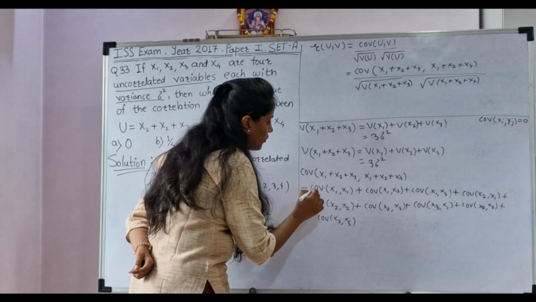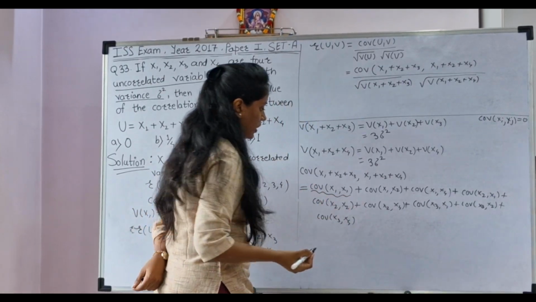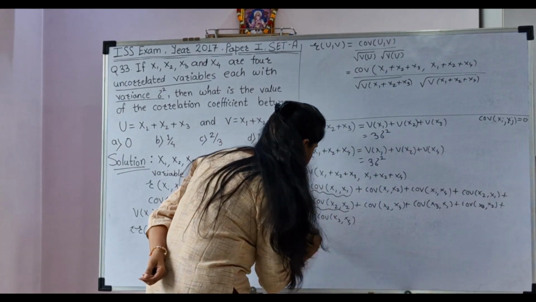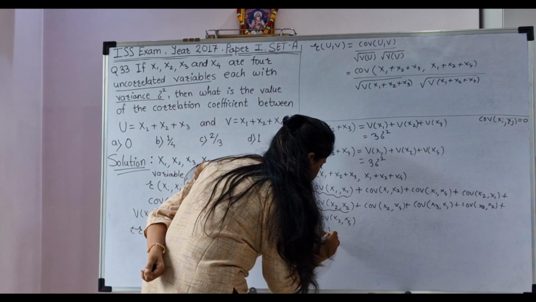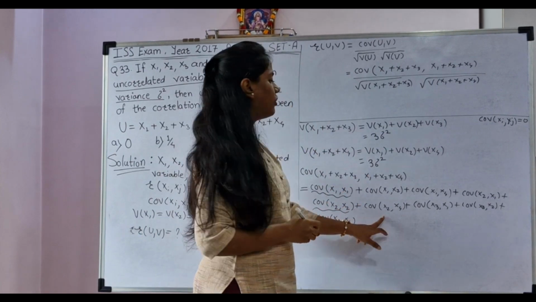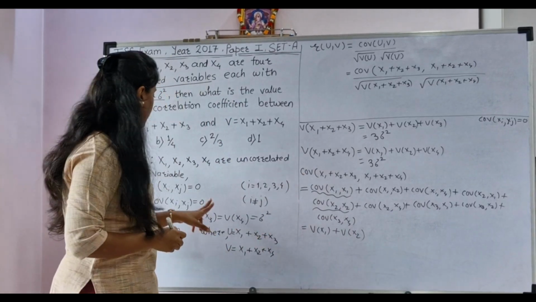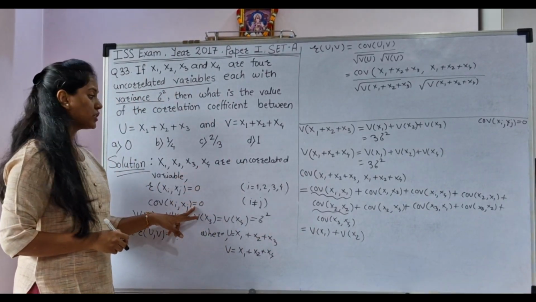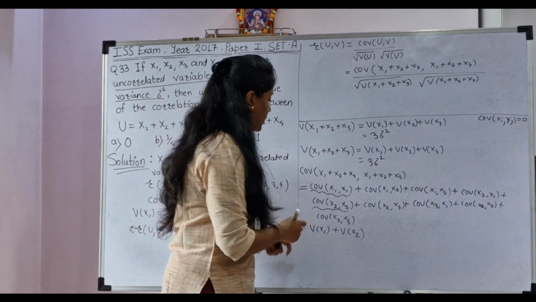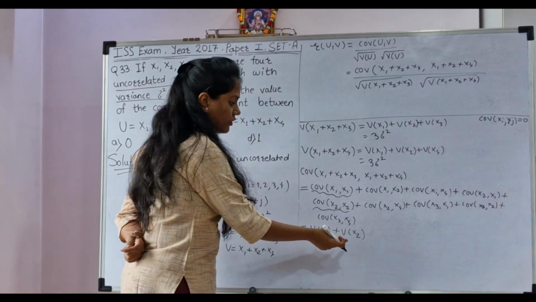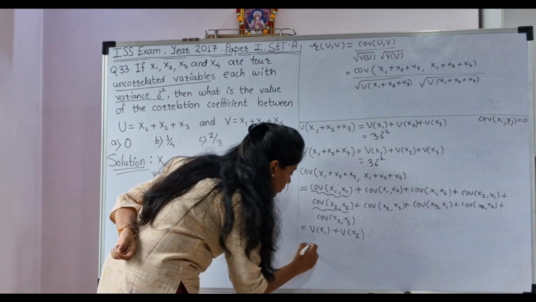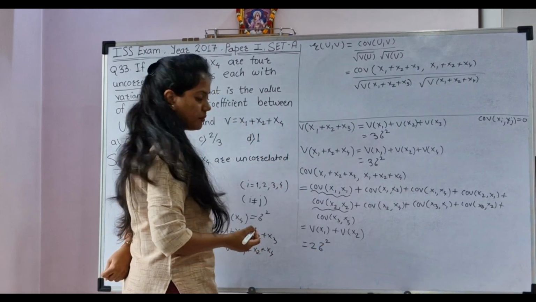Okay. Now here we are getting covariance of x1 x1 and covariance of x2 x2, that is variance of x1 plus variance of x2, and all other covariances will be 0 as x1, x2, x3 and x4 are uncorrelated random variables. Okay, and we know the variance of x1 and variance of x2 values. Let's put that. So sigma square plus sigma square will be equal to 2 sigma square.